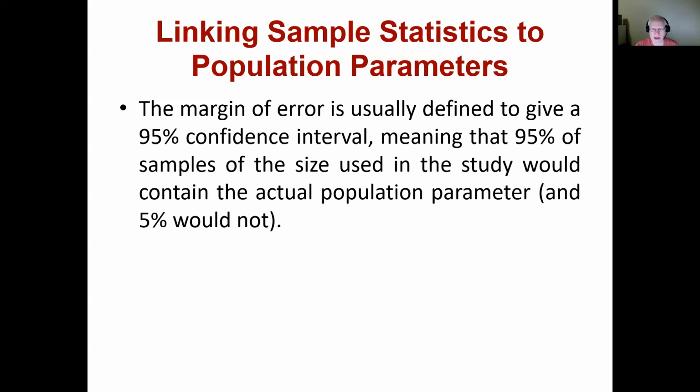If it's 95 or better, we're pretty happy. If it's less than 95, we're less happy. Sometimes we'll let it go out to 90, so a 10% chance of being wrong, but usually 95 is the convention.